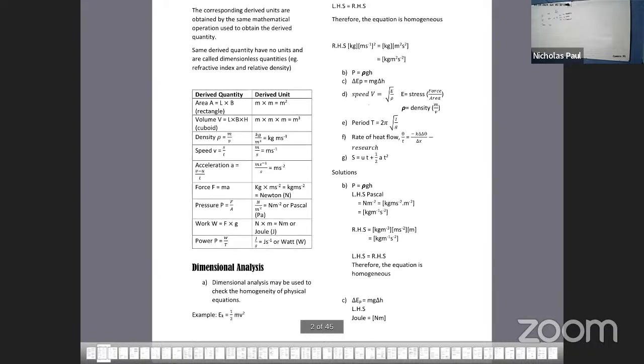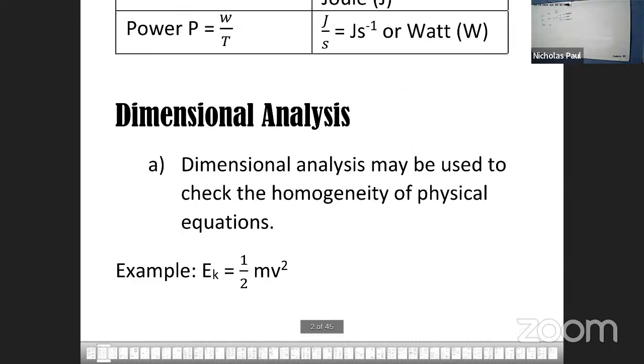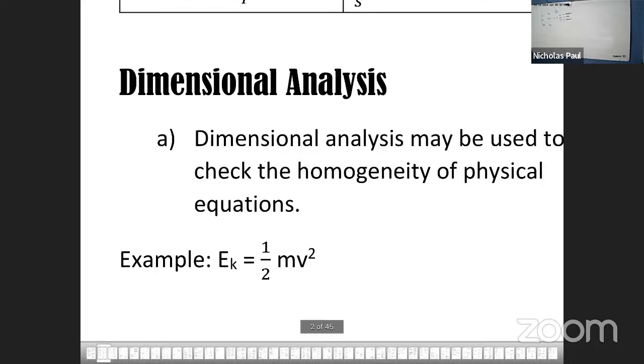Right. So dimension analysis, right? It has 3 uses. The first is dimension analysis may be used to check homogeneity. Homogeneity simply means units on the left, units on the right should be equal. It does not mean that the equation is correct. Right? So I have a quick question here.